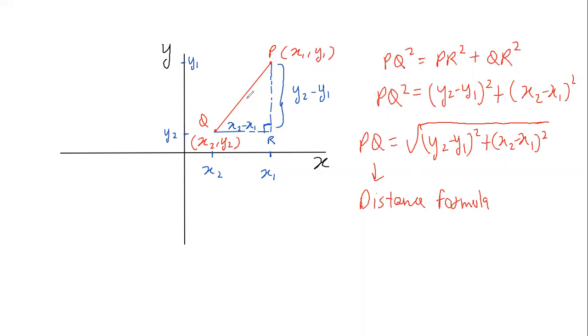Now, if I want the midpoint formula, let's say the midpoint is coordinate z, that's the midpoint of P and Q. To figure out the coordinate of the midpoint, point z, I'll just take the average of both the points. That means (x1 plus x2) by 2, comma, (y1 plus y2) by 2. So that's actually the midpoint formula.